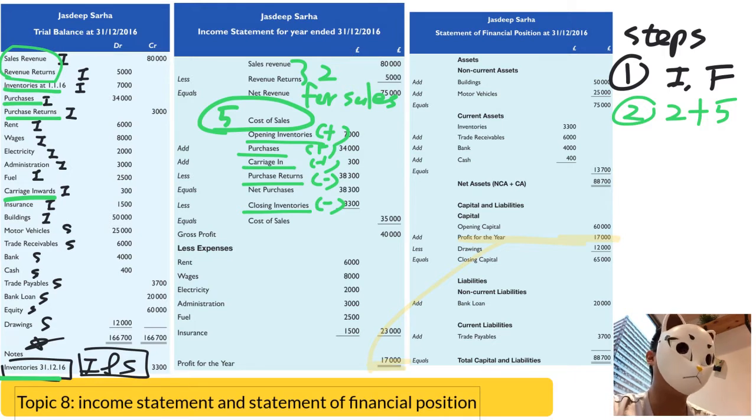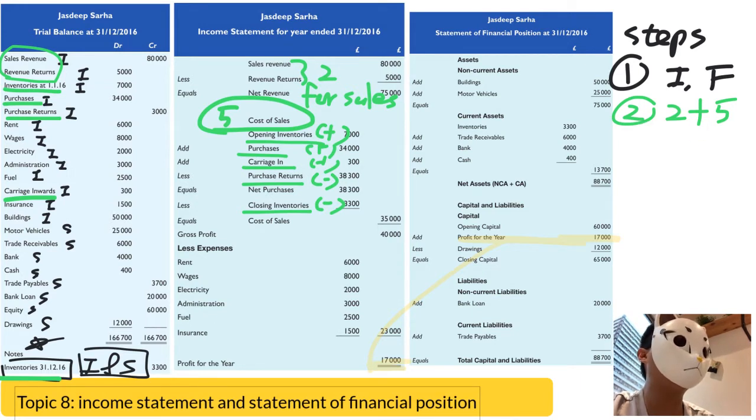So I would say the 2 steps: the first one, differentiate income statement and financial position. The second one, make use of 2 plus 5. For the statement of financial position, I think most students can do it with the formula. So the formula, step 3.